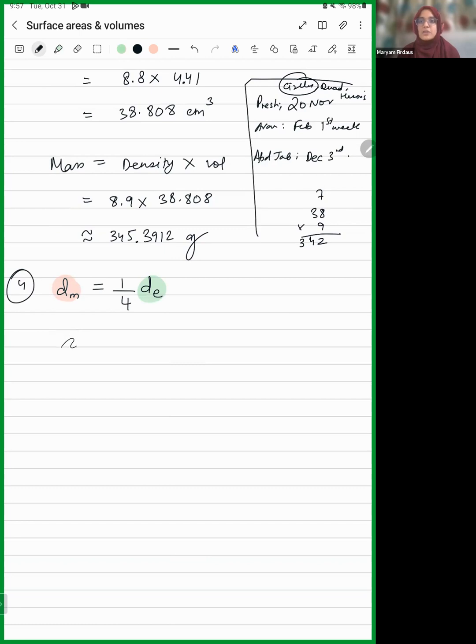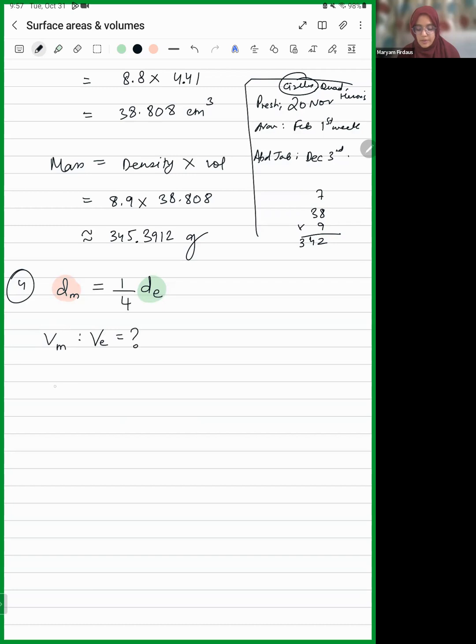Now, what fraction of the volume of the Earth is the volume of the moon? Basically, it is saying volume of the moon is equal to what multiplied by volume of the Earth. Basically, you're supposed to find the ratio between them. So they're asking you volume of the moon is to volume of Earth is what? What is this ratio?